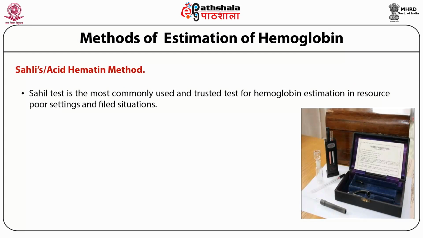The Sahli's acid hematin method is the most commonly used method, and it is the most trusted test for hemoglobin estimation in resource poor settings and field situations. This test requires dilution of the blood and a visual color match.